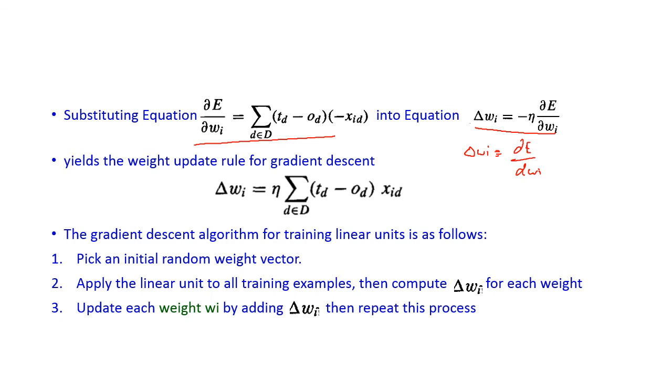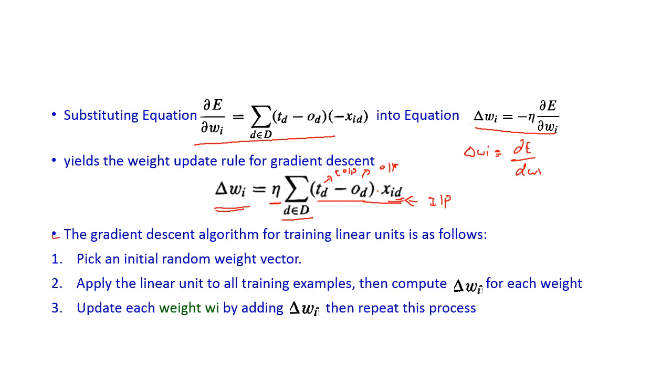Now we get delta Wi equal to n summation of d belongs to capital D, Td minus Od, into xdi. Here n is the learning rate, Td is the target output, Od is the original output, and xdi is the corresponding input value for this particular sample D.